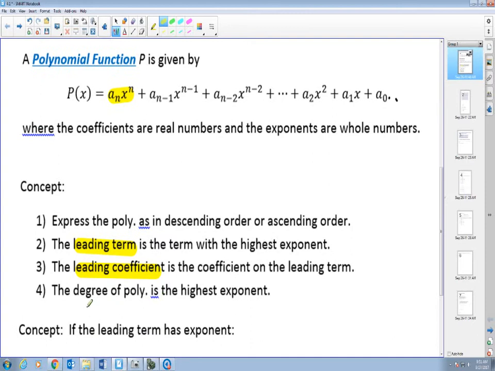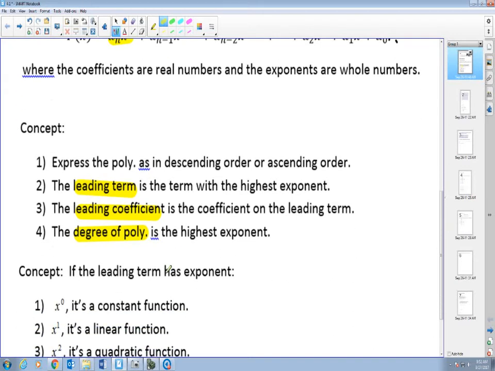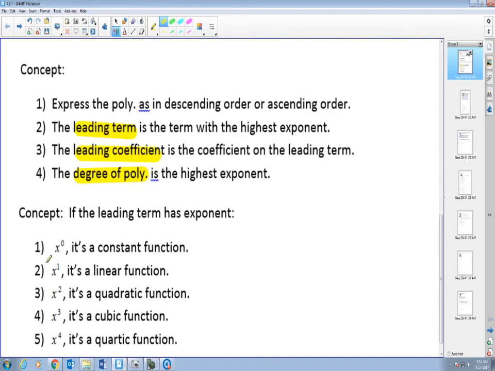When I use the wording degree of the polynomial, that's referring to the highest exponent. So when I look at a polynomial, I have to find the degree of the polynomial, so I know what the leading term is, so I know what the leading coefficient is. Now if the leading term of a polynomial function is x to the 0 power, that is referred to as a constant function.